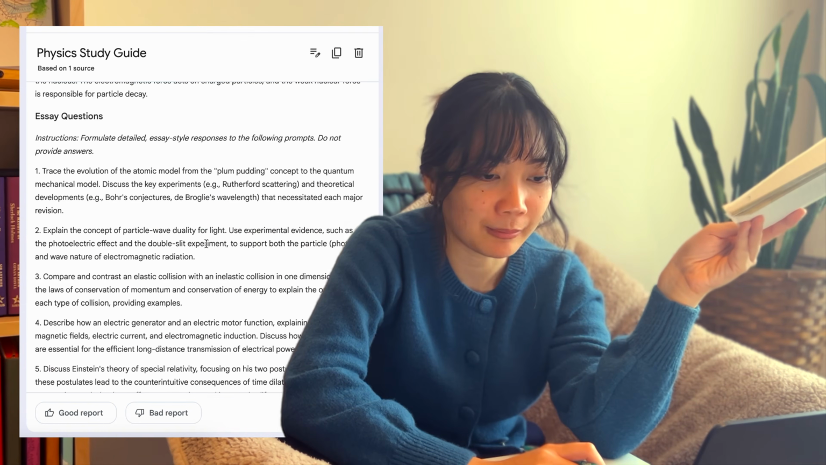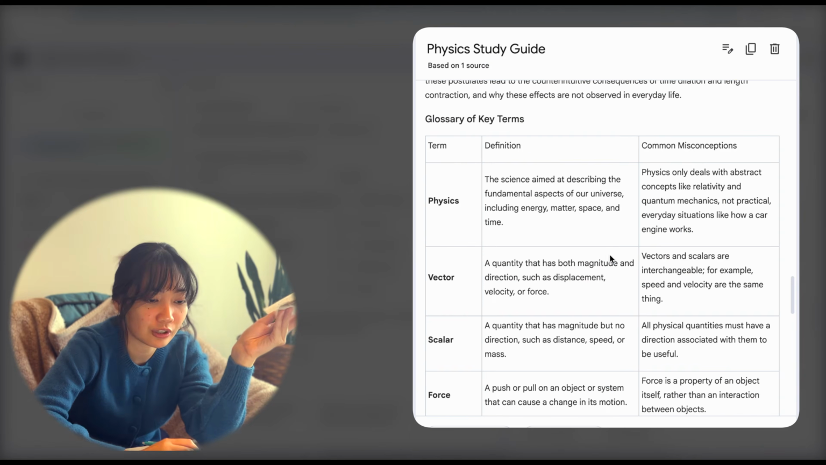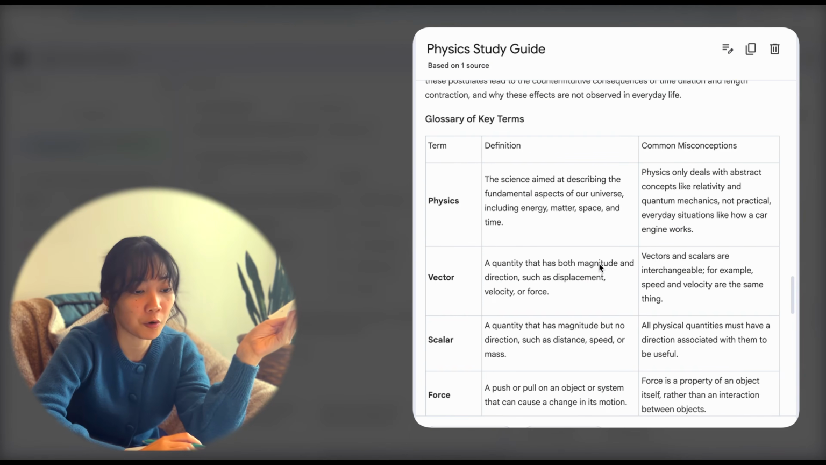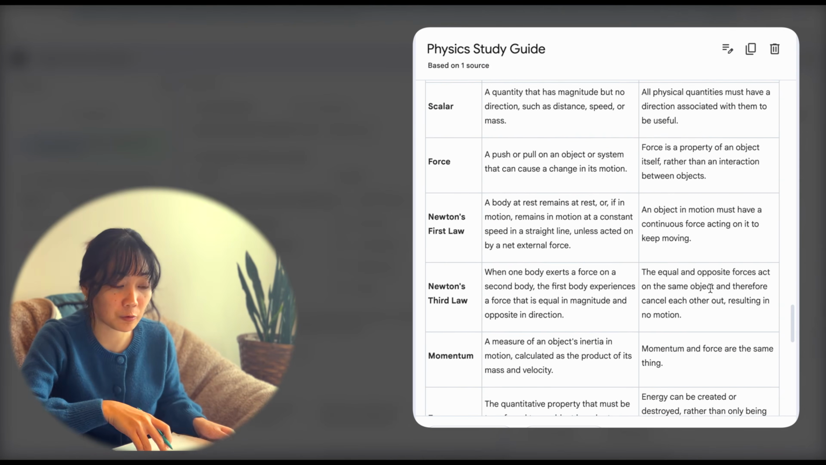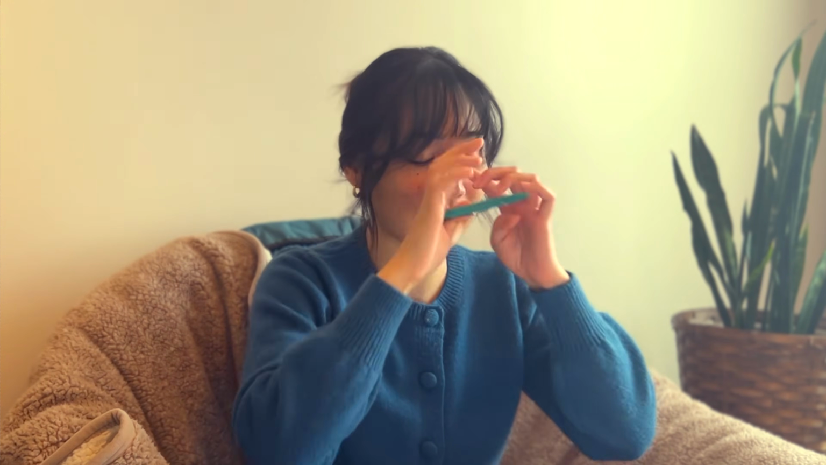Trace the evolution of the atomic model. What? Key terms. This is the one that I specifically asked for. Still don't understand the third law fully. Like, I can move on, but that's what I did when I was in school.